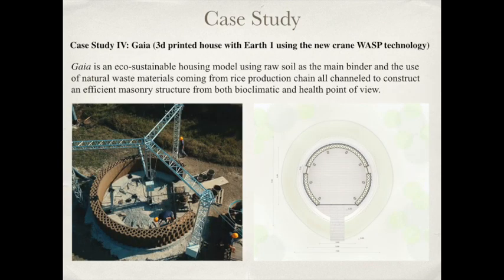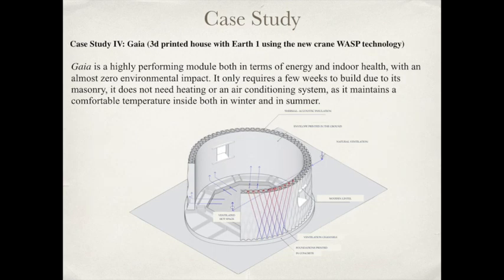The fourth case study is called Gaia. Gaia is an eco-sustainable housing model using raw soil as the main binder and the use of natural waste material coming from the rice production chain, all channeled to construct an efficient masonry structure from both bioclimatic and health point of view. Gaia is a highly performing module, both in terms of energy and indoor health, and almost zero environmental impact. It only requires a few weeks to build.